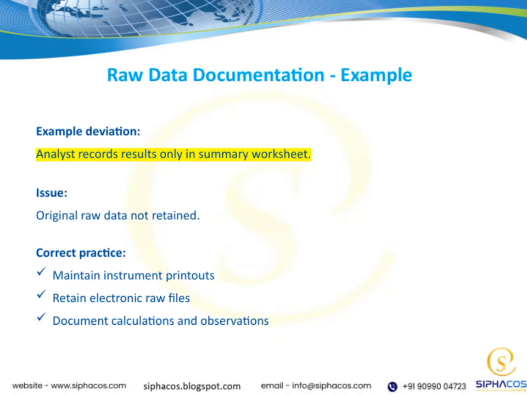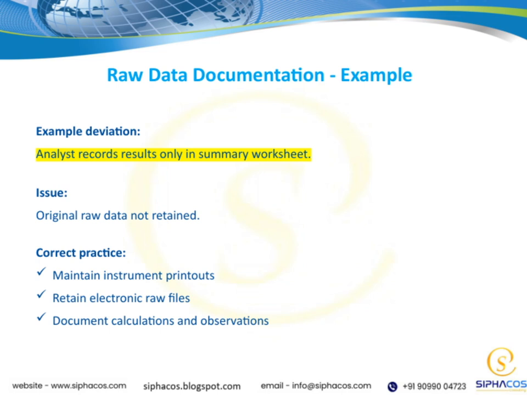Let's take a look at this example of raw data documentation. Here, we see an instance where the analyst records results only in the summary worksheet. While that might seem straightforward, it actually presents some issues. The main problem is that the original raw data isn't retained, which can be a big concern if questions or discrepancies arise later on. The correct practice, however, is to keep all original data intact.